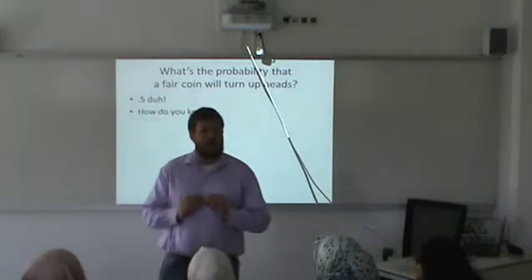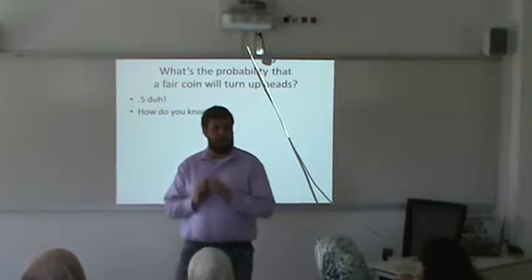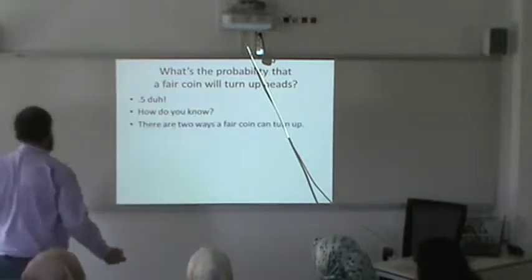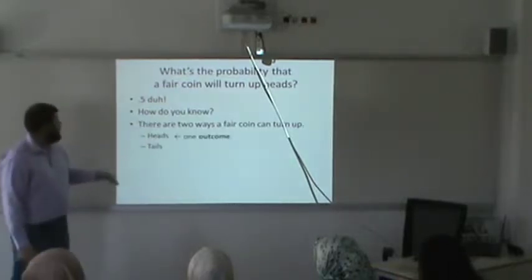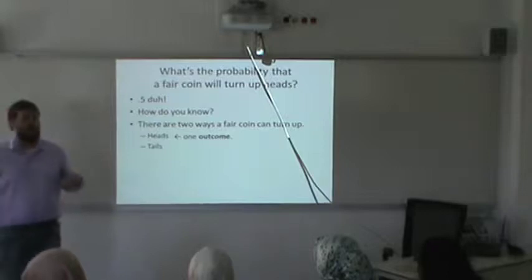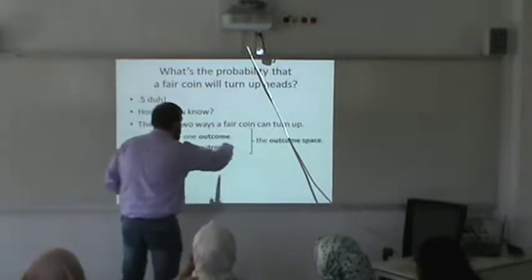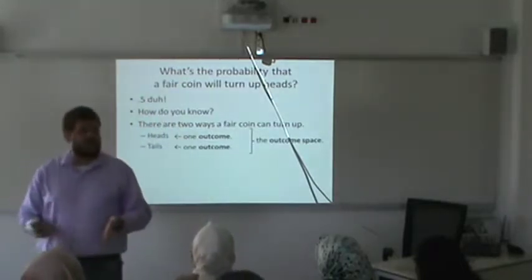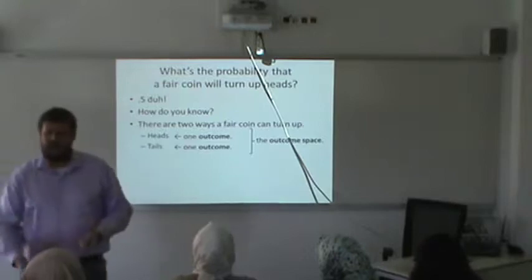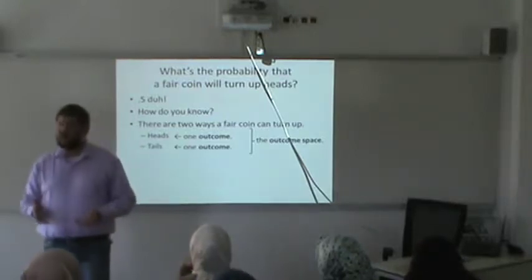So there are two possible outcomes, right? Heads, tails. It's going to be one of them, right? So you can say there are two ways a fair coin can turn up. Heads or tails. Each of these things are known as an outcome. One outcome is heads, one outcome is tails. Together, these two outcomes form the outcome space. The outcome space is basically a collection of all of the outcomes that we could potentially observe.